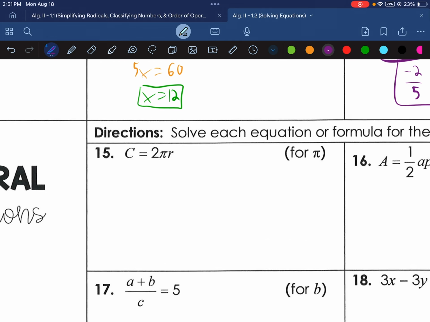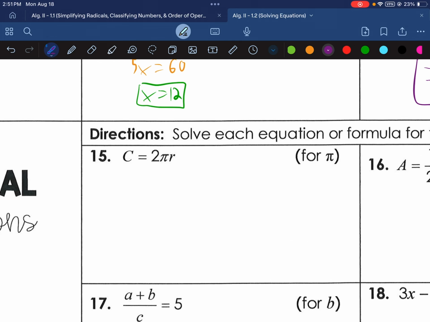So here we're supposed to solve each equation or formula for the specified variable. So on number 15, our formula or equation is c equals 2 pi r, which happens to be the circumference of a circle. And we're supposed to solve it for pi, meaning our goal is to get pi by itself. Now what's interesting here is that actually pi isn't a variable, but that's okay. I'm not going to be too concerned about that right now. Regardless, our process is the same.